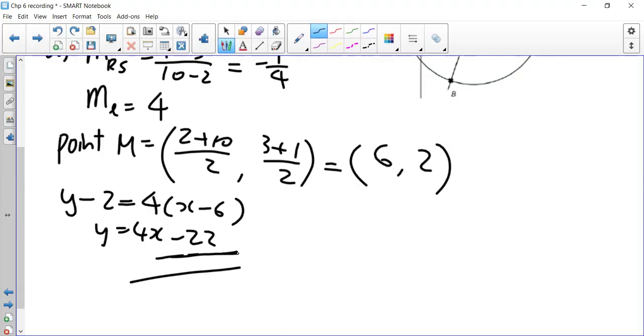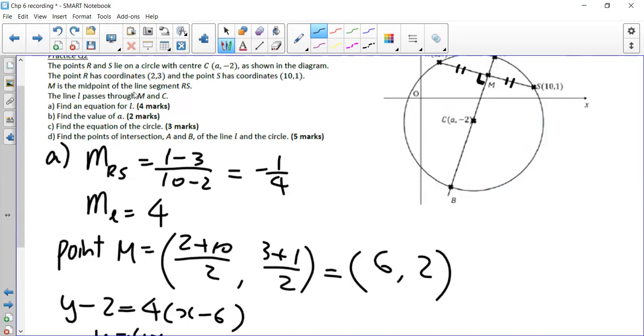Okay, right, nice and easy. Part B, okay, part B. That's a great question. Part B, find the value of A. So to find the value of A, we look at where A is. A is on the point C, and C lies on the line L. So we can do this, part B, okay?